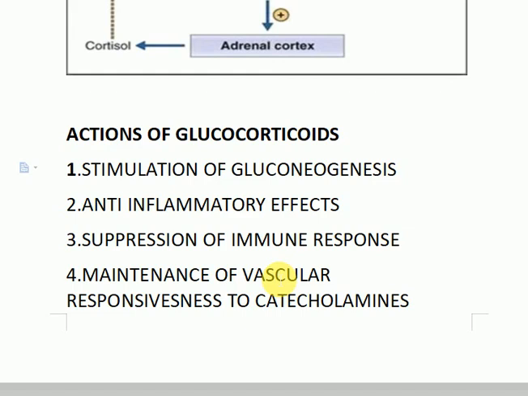Then the fourth one is the maintenance of vascular responsiveness to catecholamines. Cortisol upregulates alpha-1 receptors on arterioles, increasing their sensitivity to the vasoconstrictor effect of norepinephrine. When the alpha-1 receptors are upregulated on the arterioles, they increase the vasoconstrictor effect of the norepinephrine.